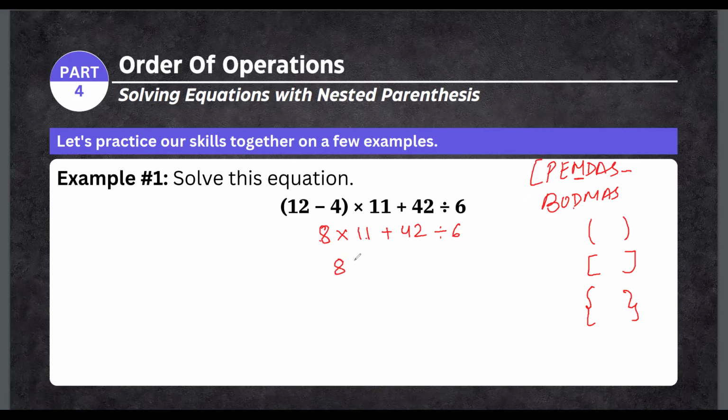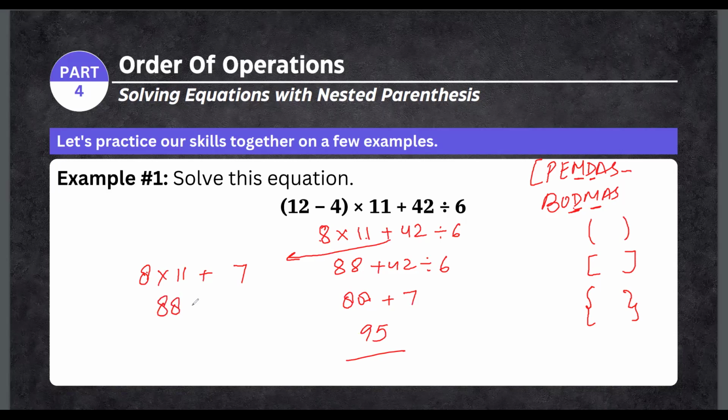So 11 times 8 is 88, plus 42 divided by 6. Now I am dividing: 6 times 7 is 42, so 88 plus 7, you will get 95. Now if I divide first and then do the multiplication, you will get the same answer. I divide first here, and after this step, 8 times 11 is 88 plus 7, you get the same thing.